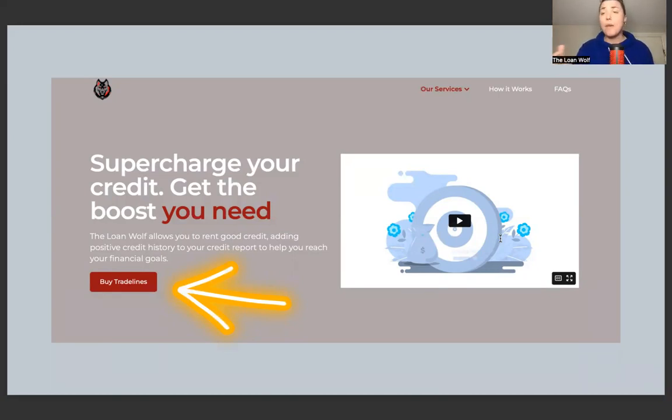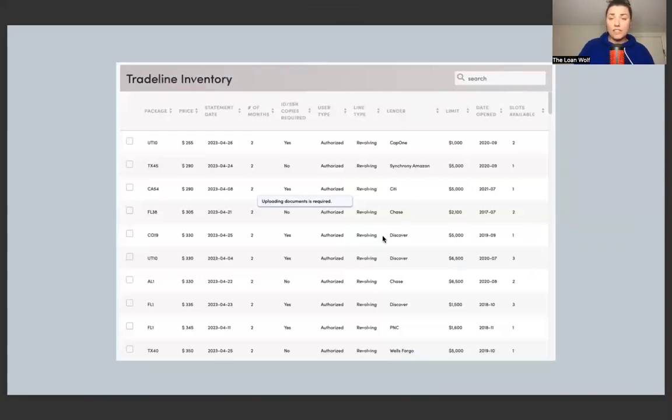So this is the homepage of our trade line store. You're going to go ahead and click on Buy Trade Lines. Next, you are going to get a list of trade line inventory. This is updated at least once a month. Okay, so in this example, and these may not be available when you go to the website, but at this moment, this is a live shot of our available trade lines. And as you can see, the price is as low as $255. Now, the price is based on how long it's going to report, the limit, and the date open.